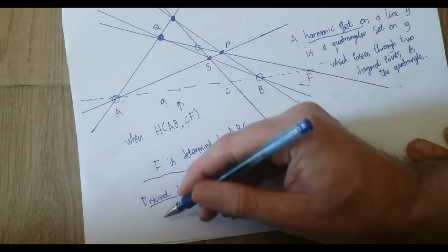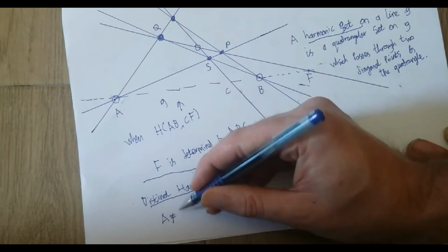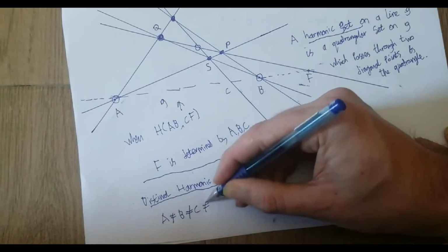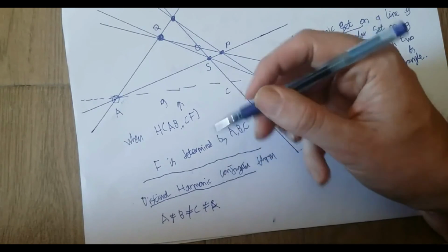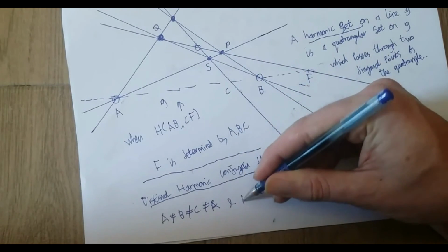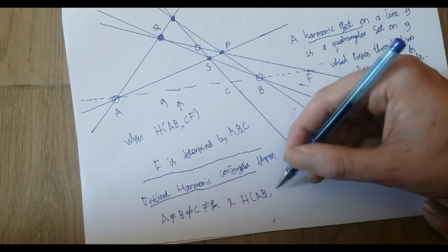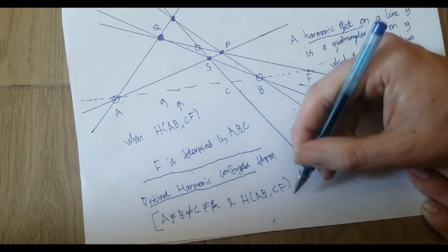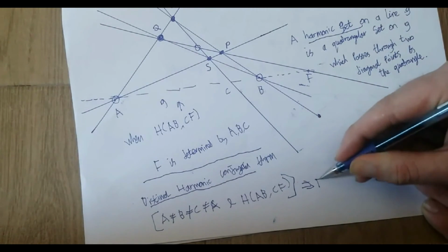Anyway, the harmonic conjugates theorem says this. It says that if A, B, and C are all unique, so A does not equal B, B does not equal C, C does not equal A, and also we have that this harmonic relationship holds. So if we have those two conditions, then that implies that F does not equal C.